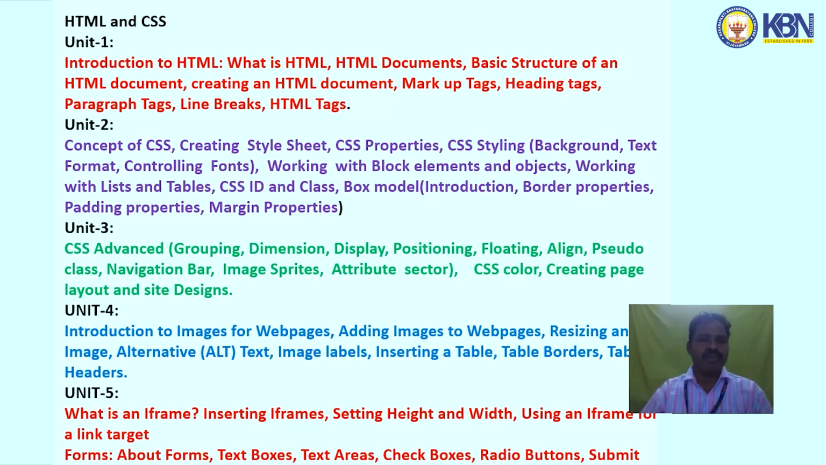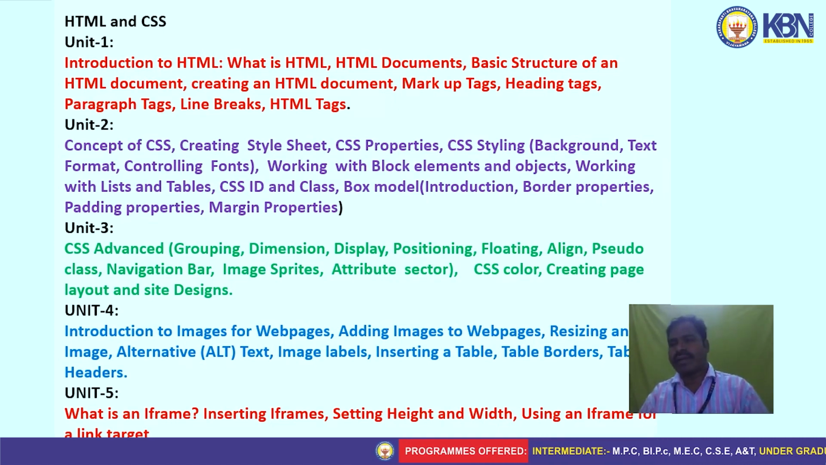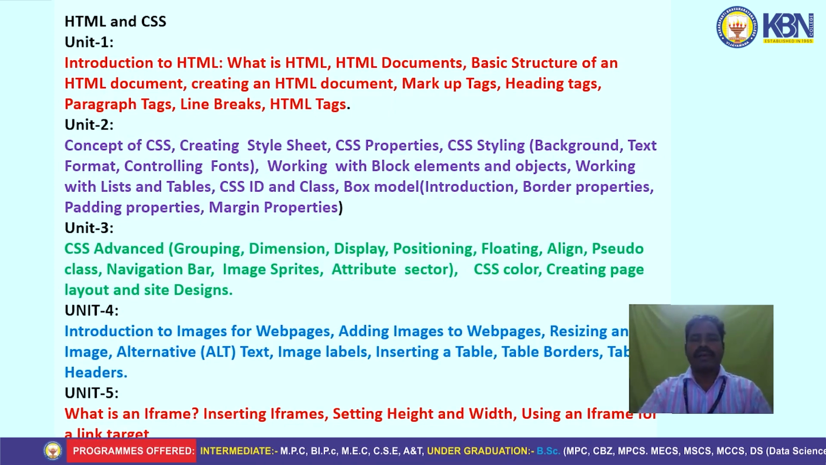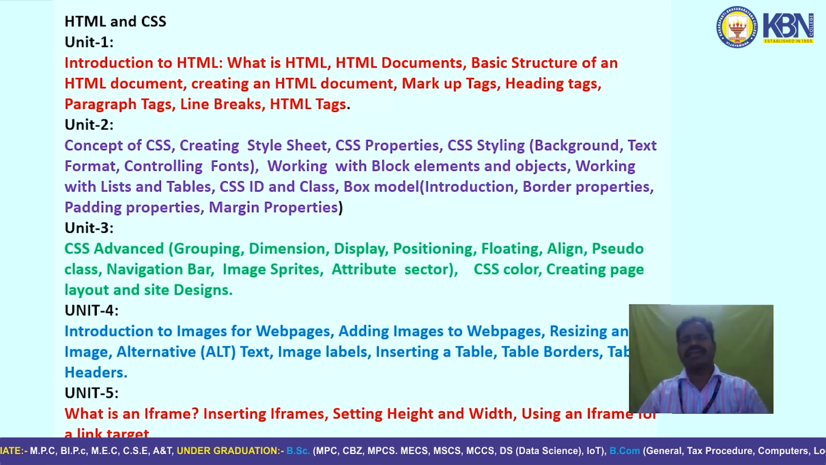Next one, what is CSS? Concepts of CSS: creating a style sheet, creating properties, CSS styling, background styling, text formatting, controlling formats, and working with block elements and objects. These are the main components of CSS. CSS is the colorful version of the HTML document. CSS means Cascading Style Sheet.